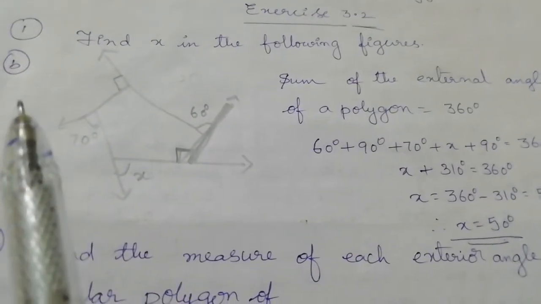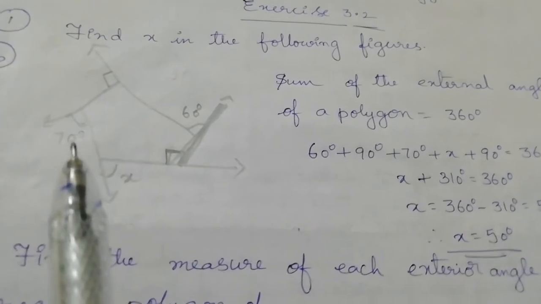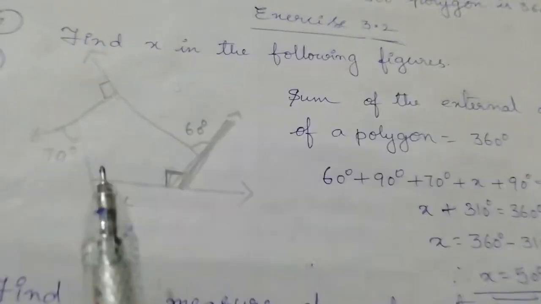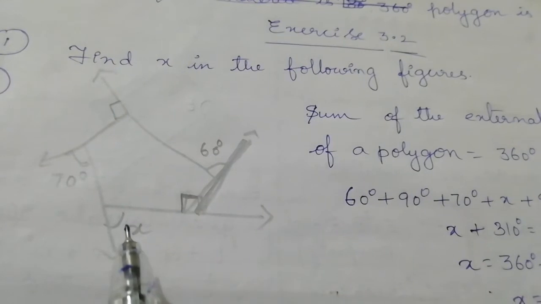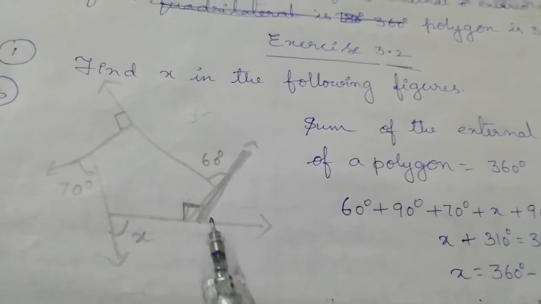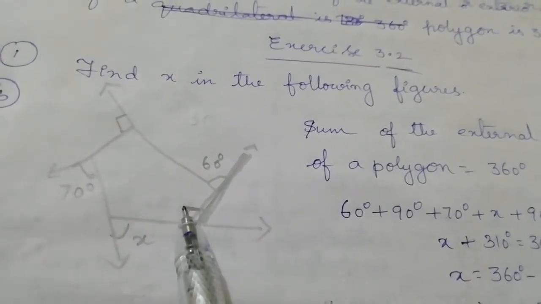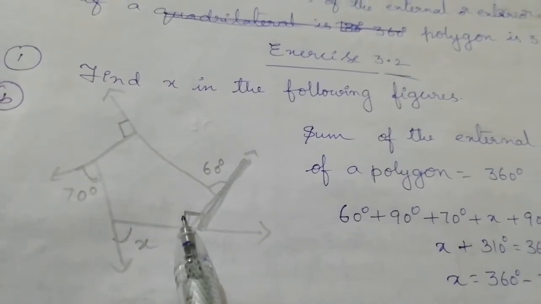So now we come to exercise 3.2. First question you have 2 bits. We do B bit now, A bit you do in homework notebook. So here you have to find this x value, exterior angle you have to find. So here this symbol, you know, it is of 90 degrees.